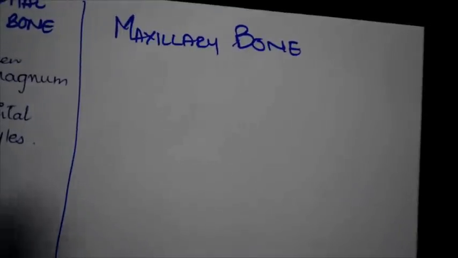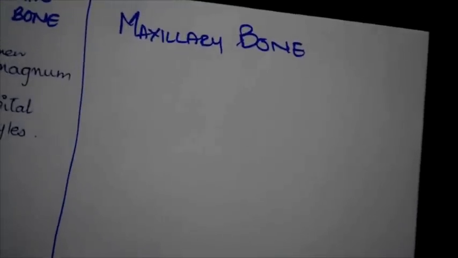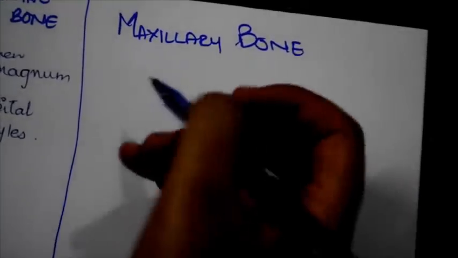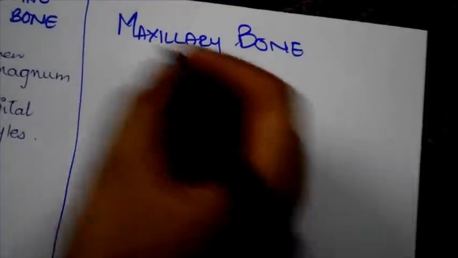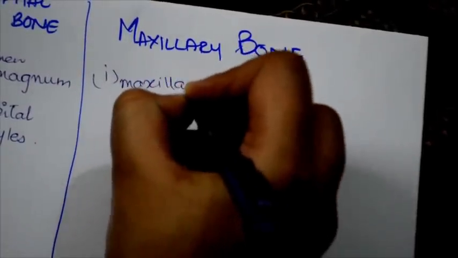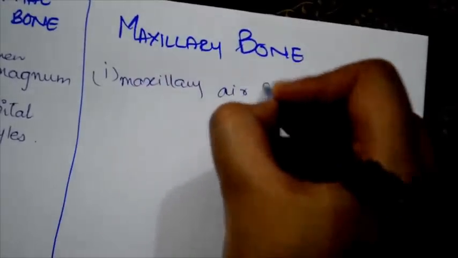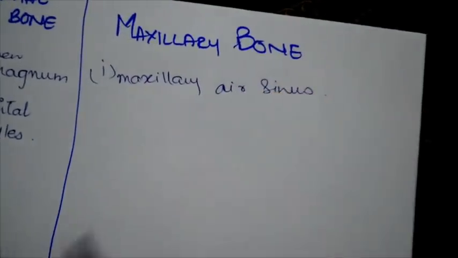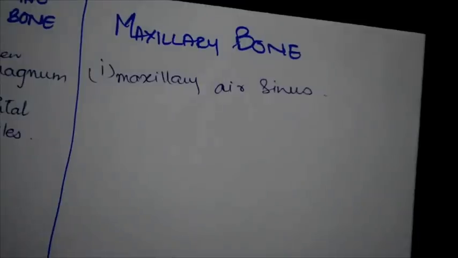So on both sides of the maxillary bones, we can see that there are maxillary air sinuses, which are paired. The maxillary air sinus, from the anterior view, we can see that these are just below the orbit.